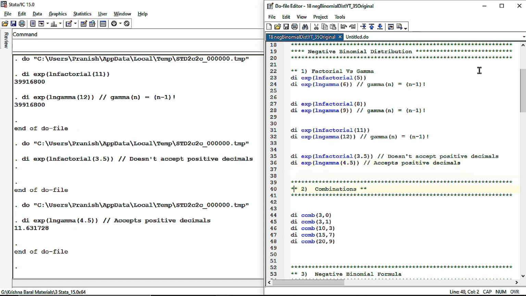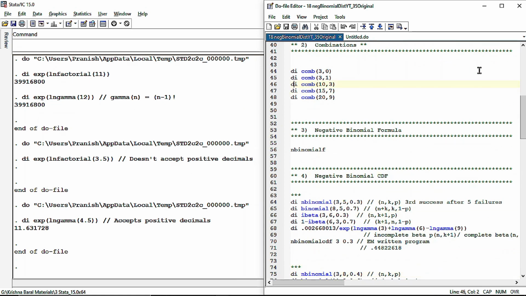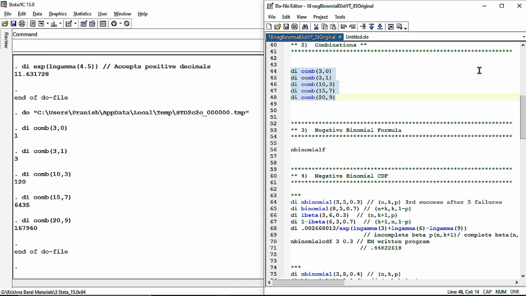Now let us see another useful function, combination, and let us run all of them and explain what it means. So there is one unique way in which we can select nothing out of 3 objects, and there are 3 unique ways in which we can select one thing out of 3 objects, and there are 6,435 unique ways in which we can select 7 things out of 15 objects, and 167,960 unique ways in which we can select 9 objects out of 20 objects.